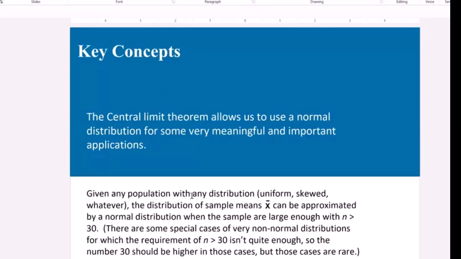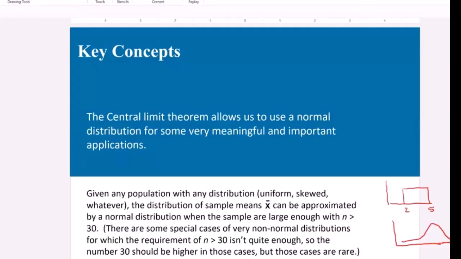Given any population with any distribution, uniform, skewed, or whatever. If you remember, uniform distribution looked like this, and it went from 2 to 5 seconds. And this was uniform because it's all the same height. And then we have skewed. We could have something that looks similar to a normal distribution, except it's skewed to the left.